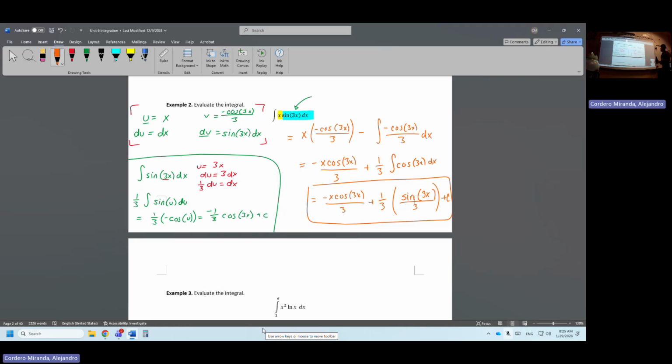If you don't believe me, then you could take the derivative of this and see that you get back to that. But hopefully you do believe me. I guess we could have cleaned it up a little bit and done 1/3 times 3 is 1/9. But still, that works good.